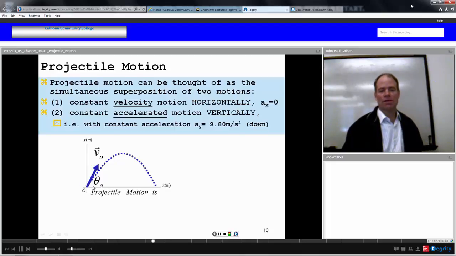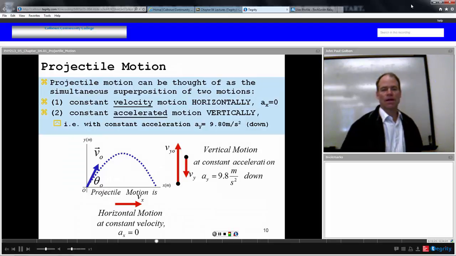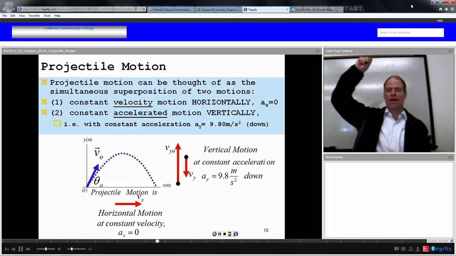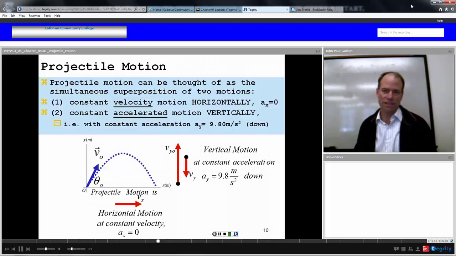So we'll think of this projectile motion with initial velocity and a launch angle theta naught as horizontal motion at constant velocity. Whatever velocity we have horizontally will continue forever and ever until we hit something. And then in the vertical motion, we're going to start with initial velocity, and we'll have the acceleration of gravity in the opposite direction, 9.80 meters per second squared down the whole time.